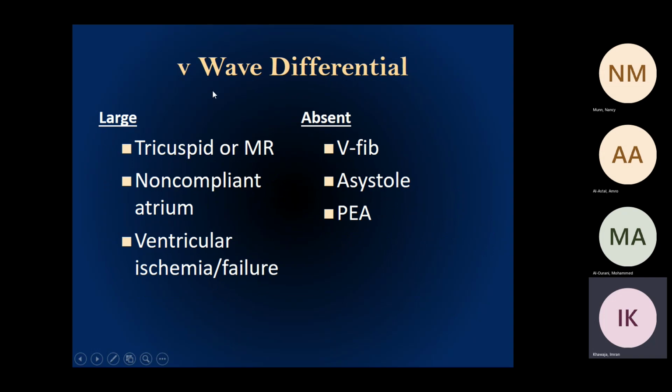The V wave can be exaggerated from tricuspid or mitral regurg, or if the atrium is stiff, it will produce larger V waves, or if you have cor pulmonale, of course, that will produce large V waves. Of course, you lose it if patients have VFib or are in arrest, you don't see a V wave.